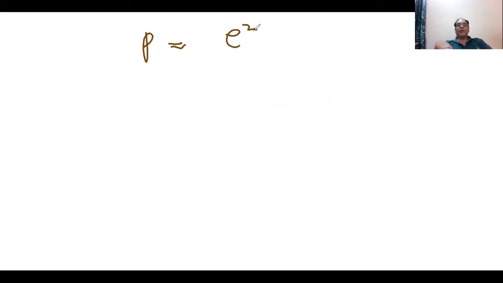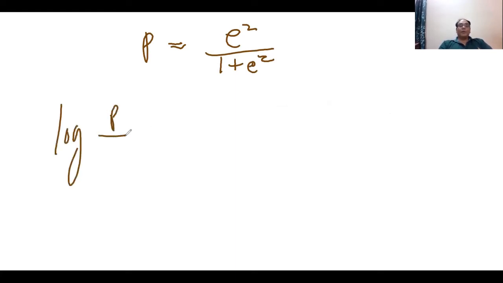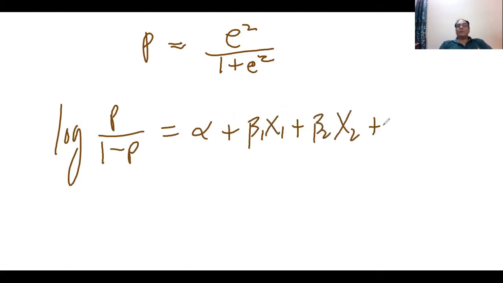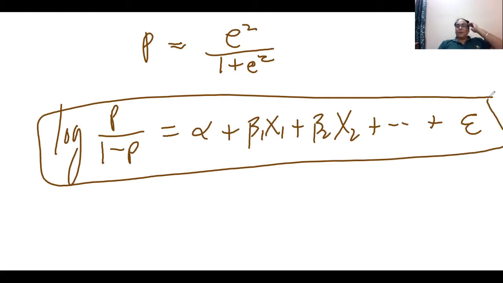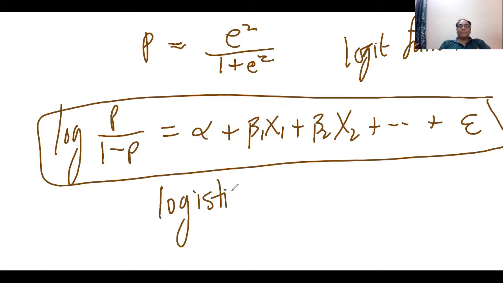We can convert this equation into log of p upon 1 minus p is equal to alpha plus beta 1 x1, plus beta 2 x2, and so on, plus e. So we have two models here. The first model is known as the logit function, and this equation is known as logistic regression.